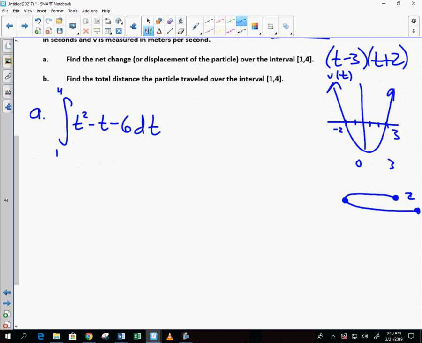In order to do that, this is all we need to do: the integral from 1 to 4 of t squared minus t minus 6 dt. What's the antiderivative of t squared? What's the antiderivative of t? t squared over 2. Antiderivative of 6. I can evaluate it at 4 and at 1.